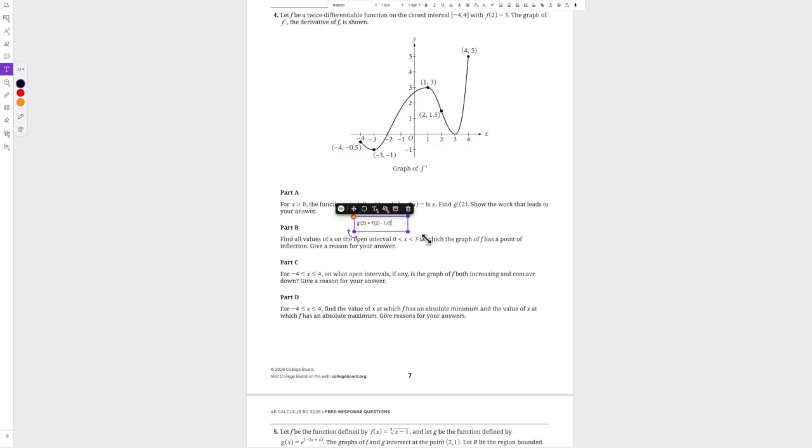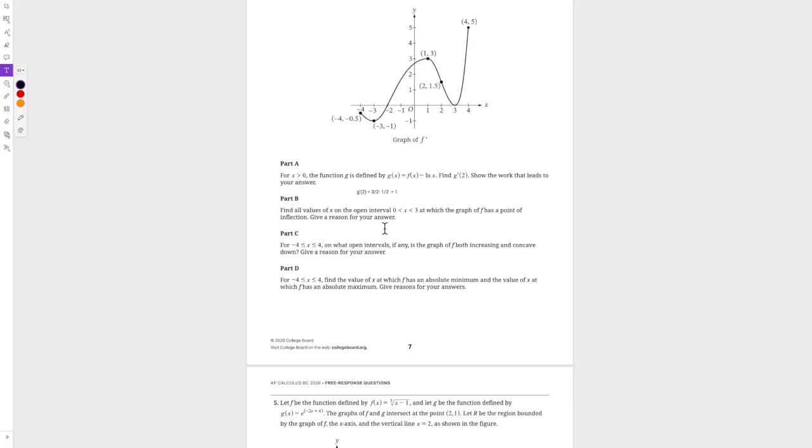So what's f prime of 2? 1.5, so write it as 3 over 2. And then we have 3 over 2 minus 1 over 2. This is just 2 over 2, which is 1. g prime of 2 is 1. So now on to part B.